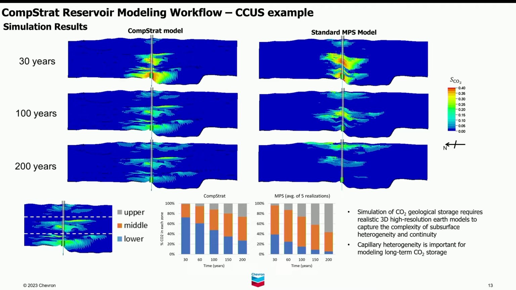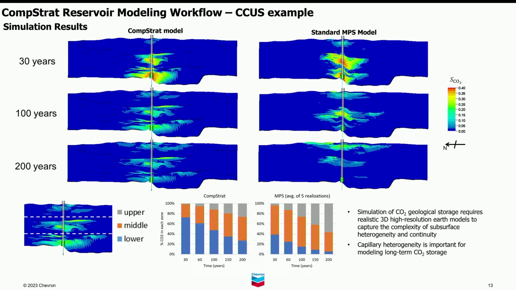If you quantify this effect, this blue color represents the total CO2 contained in the lower third of the reservoir, the orange color represents total CO2 contained in the middle, and the gray represents the total CO2 retained on the top. And this bar graph shows the evolution over 30 years, 60 years, 100 years, 150 years, and 200 years. You can see that for the Computational model, it decays much slower in the bottom than the MPS existing industry standard model.